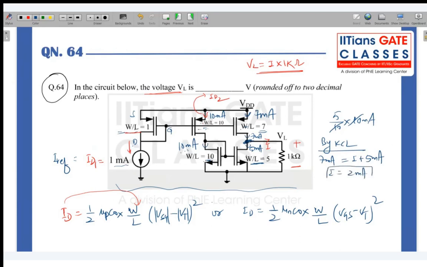Now you know milli and kilo. If you take the product here, kilo is given and you got milli here, so milli and kilo get cancelled. So what will be the answer, guys? Can somebody now tell me? As you have got I through this 1K resistance, VL will be 2 milliampere into 1K, that is 2 volt. I hope everybody understood this concept.